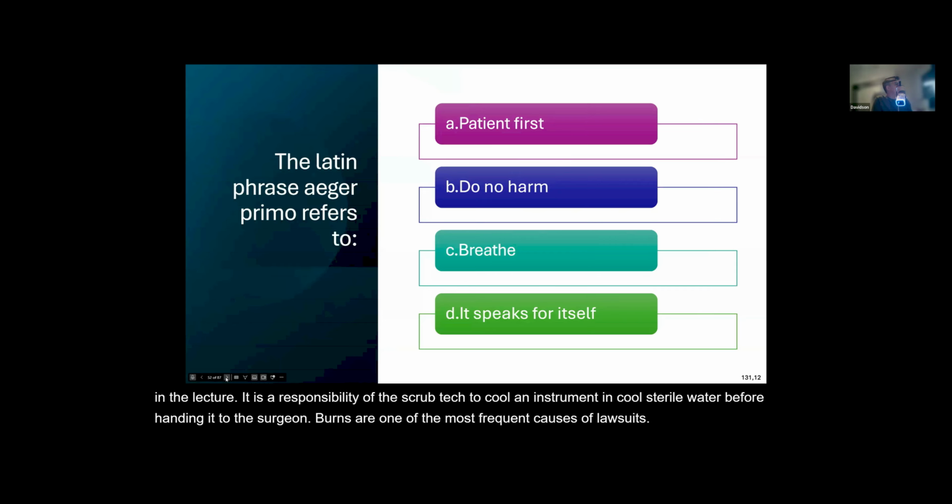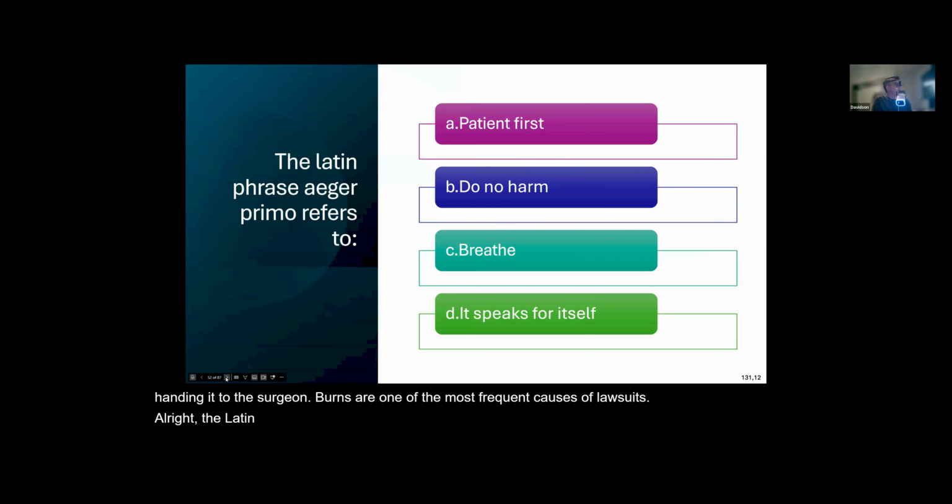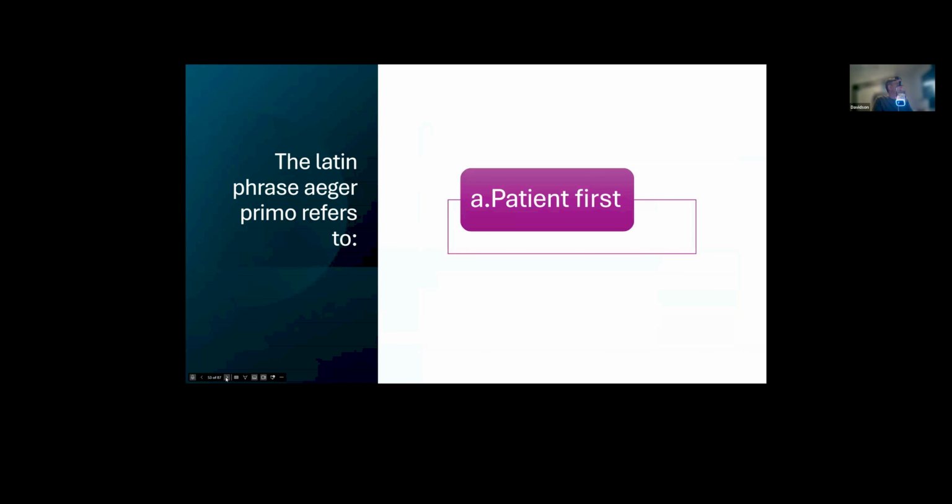All right. The Latin phrase agar primo refers to A, patient first, B, do no harm, C, breathe, or D, it speaks for itself. A, patient first.